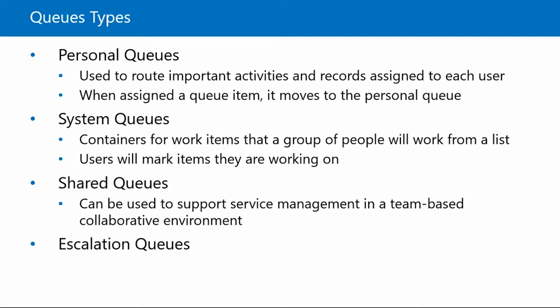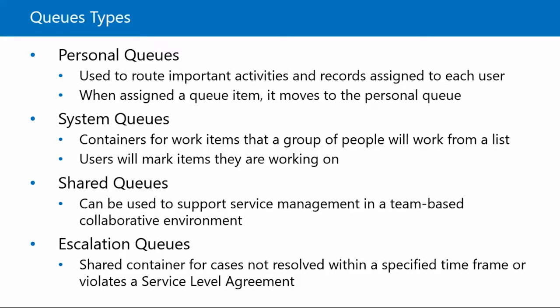And finally, there are escalation queues. An escalation queue might be something such as a shared container for service cases that are not resolved within a specific time frame or other violations of a customer service level agreement. For example, when service level agreements are not met, a case can be routed to a critical escalation queue to ensure the issue is addressed properly.